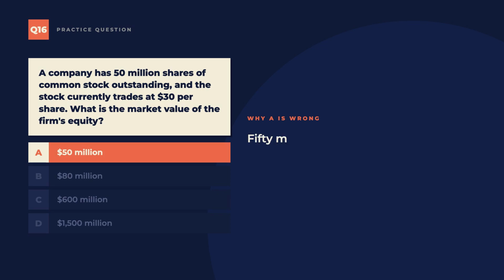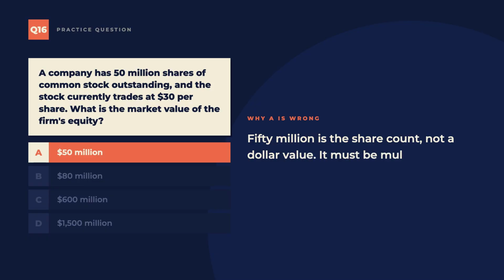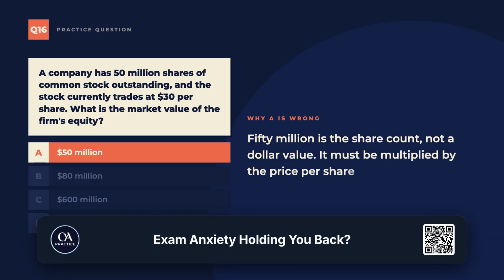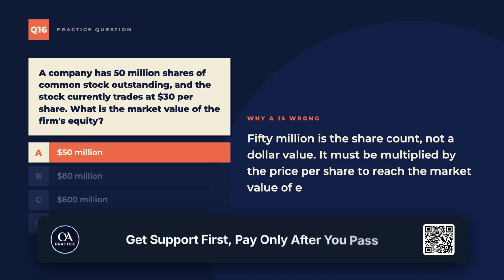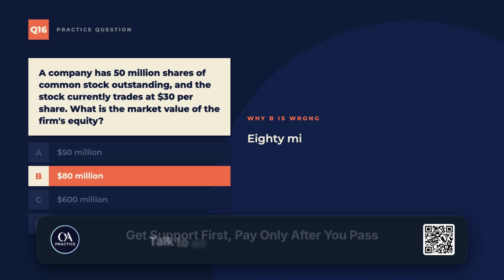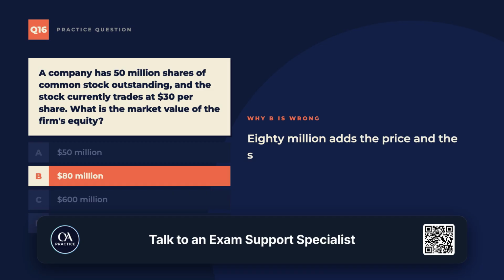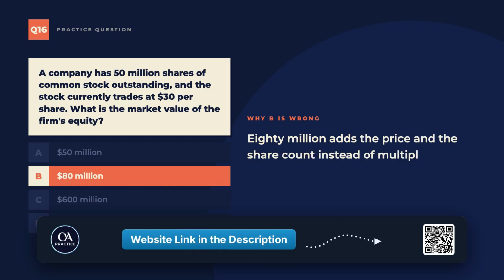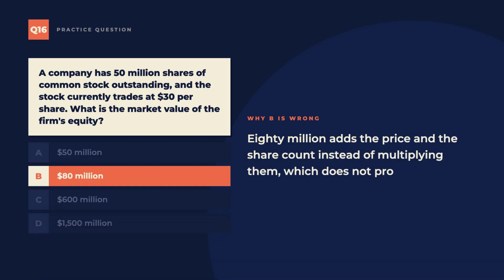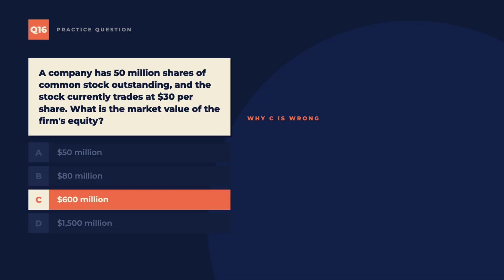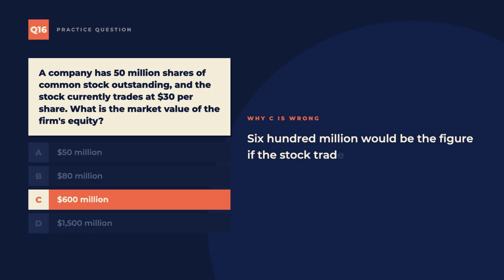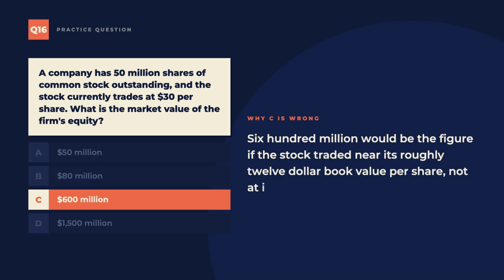A is wrong because 50 million is the share count, not a dollar value. It must be multiplied by the price per share to reach the market value of equity. B is wrong because 80 million adds the price and the share count instead of multiplying them, which does not produce a market value. C is wrong because 600 million would be the figure if the stock traded near its roughly $12 book value per share, not at its actual $30 market price.